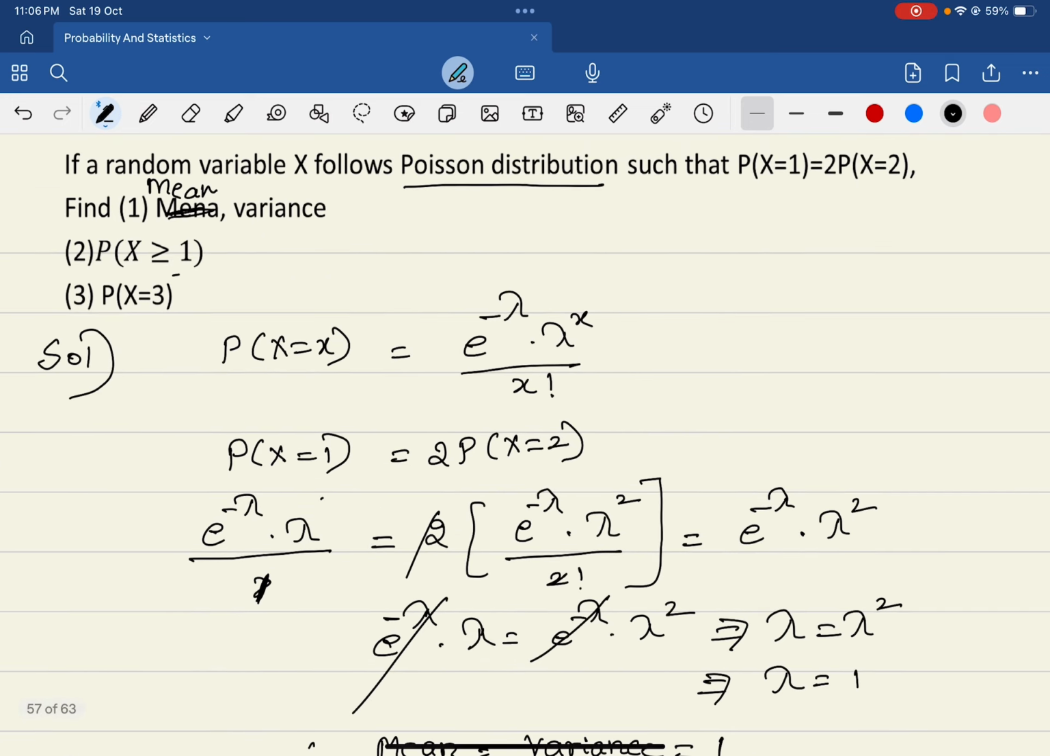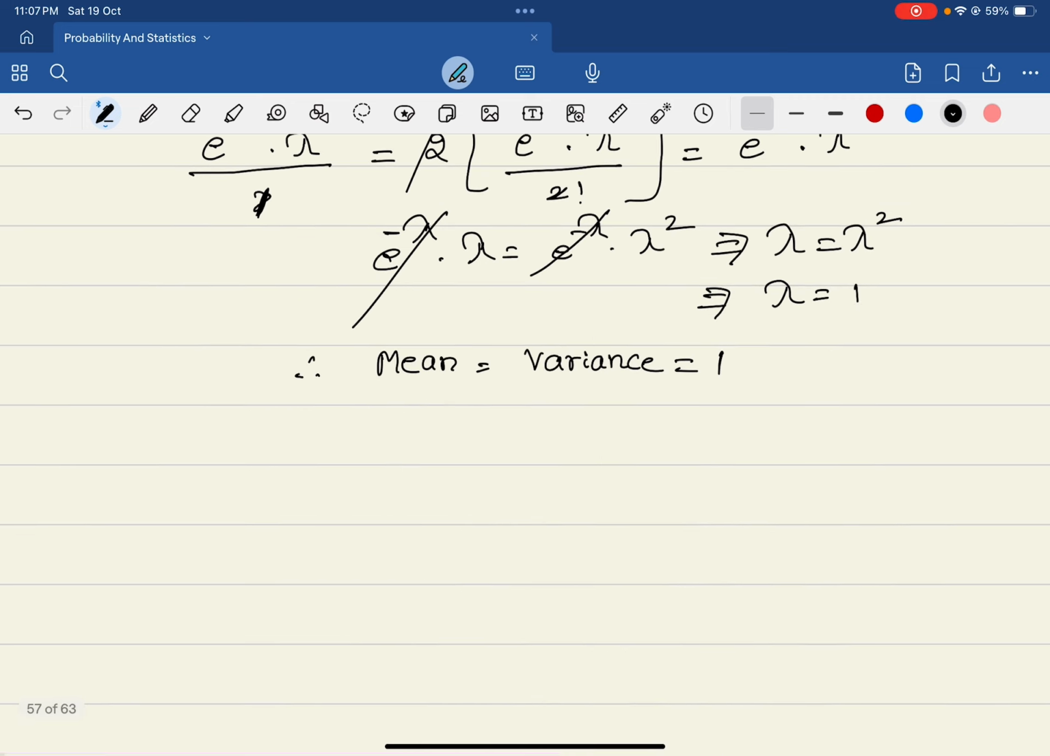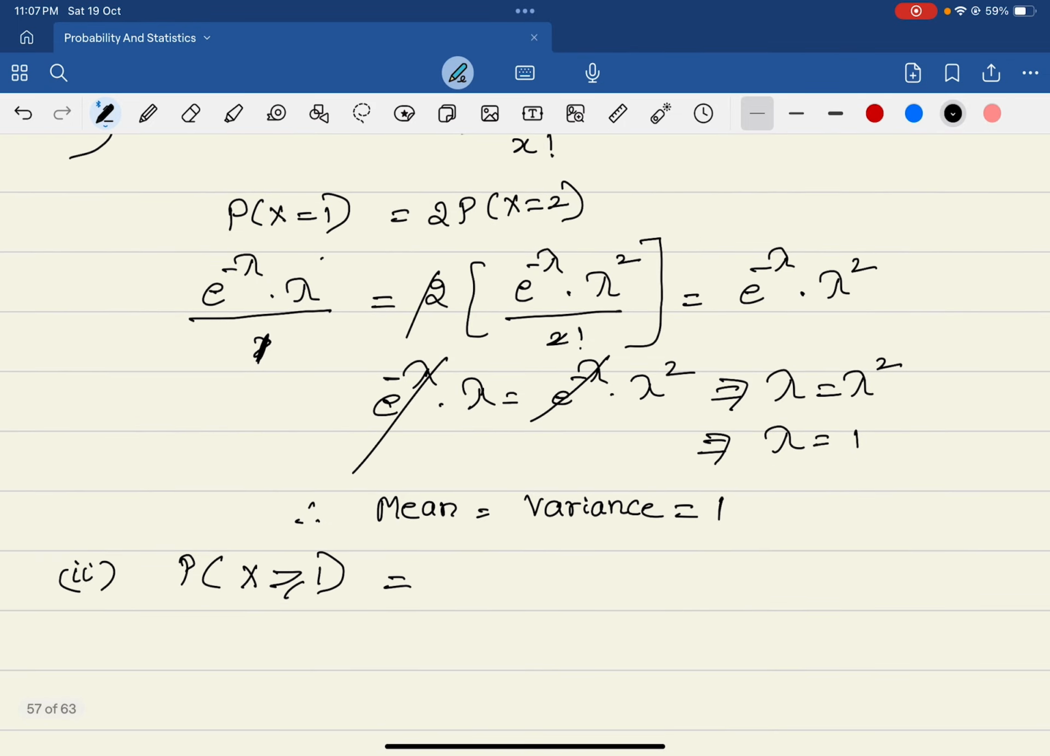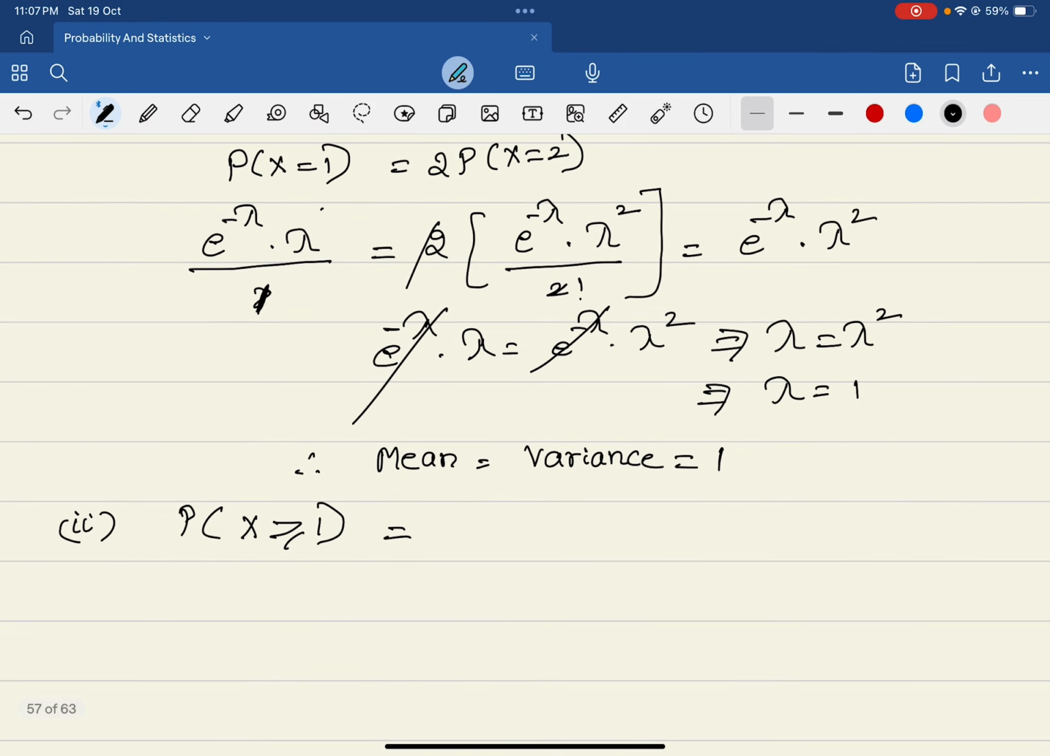Okay. And now the next question is P of x greater than or equal to 1. To get P of x greater than or equal to 1, actually you have to find out for greater than or equal to 1, which means 2, 3, 4 and so on. But it cannot be done that way, right? So it is easy to find it as P of x less than 1 subtracted from 1. What is P of x less than 1? It is nothing but x equal to 0. So let us do this.